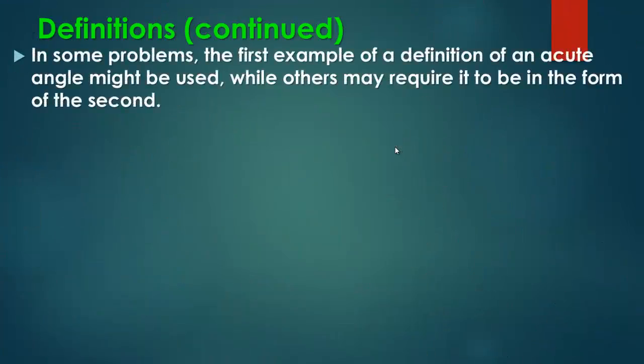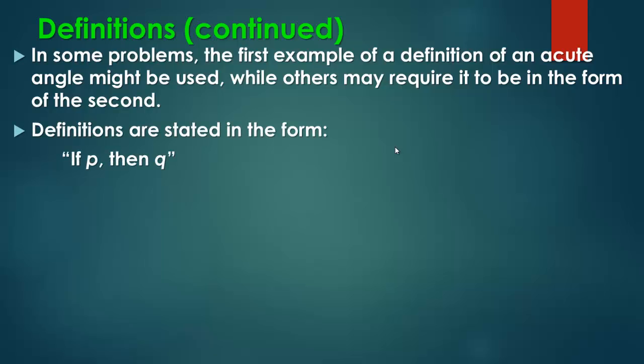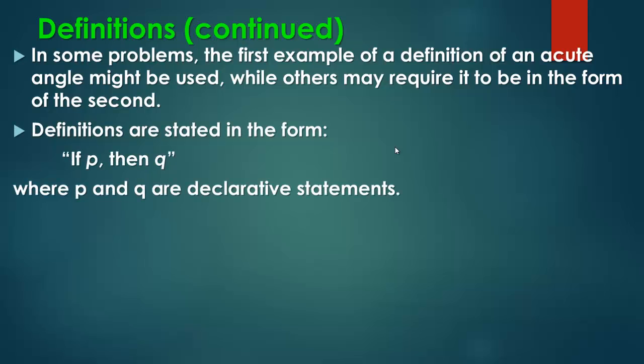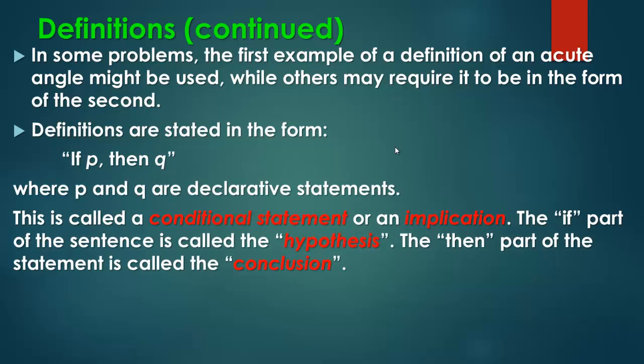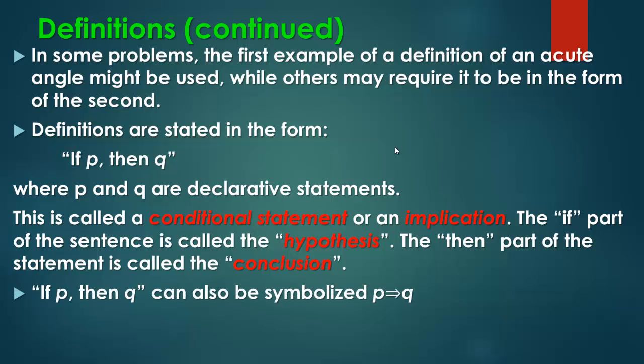Alright, continuing on with definitions. In some problems, the first example of a definition of an acute angle might be used, while others may require it to be in the form of the second. You're like, huh? So, for example, definitions are usually stated if P, then Q, and P and Q are just interchangeable with whatever it is, where P and Q are declarative statements. So this is a conditional statement or an implication. The if part of the sentence is called the hypothesis, and the then part is called the conclusion.